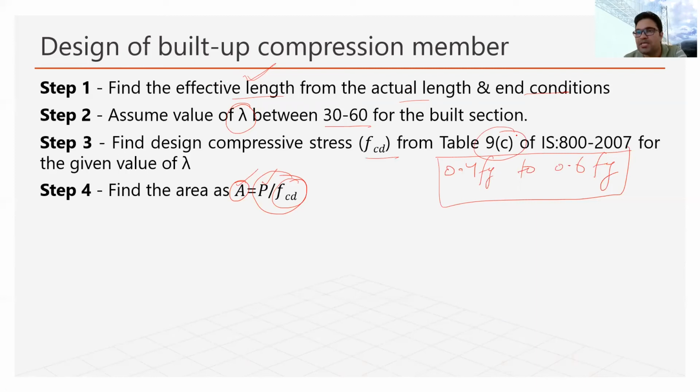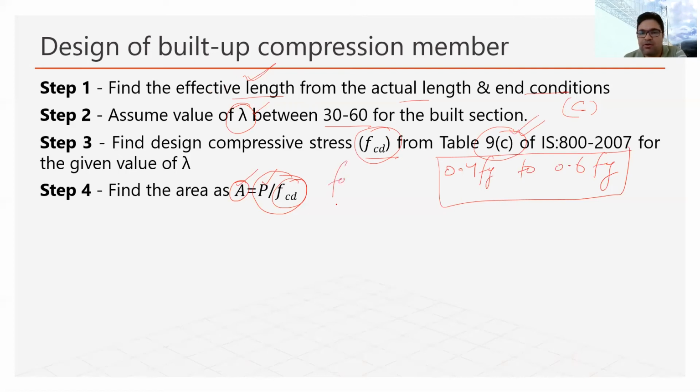Why? Because all the built up sections, if we see in table 10, which is about the buckling class, belong to buckling class C. This I have already discussed in the previous lecture. So all built up sections will belong to class C, and that is why we will always find the FCD value from this table of the IS code. Once we find the lambda value, the FCD value can be calculated using table 9C.